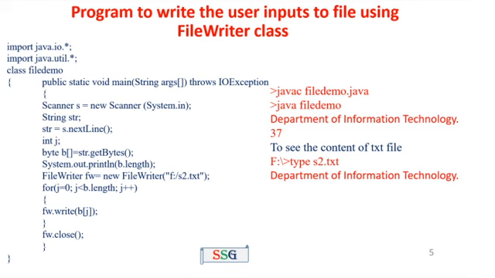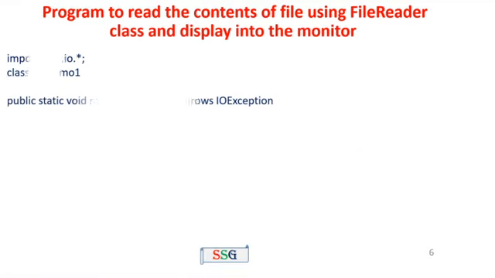After writing the content into s2.txt, if you want to see the contents, you have to use the type command. Type s2.txt shows the contents of the file, the same Department of IT. The next one, the same program to read the contents of a file using FileReader classes and display it on the monitor. That means this program reads the content from an existing file and displays the content on the monitor screen.